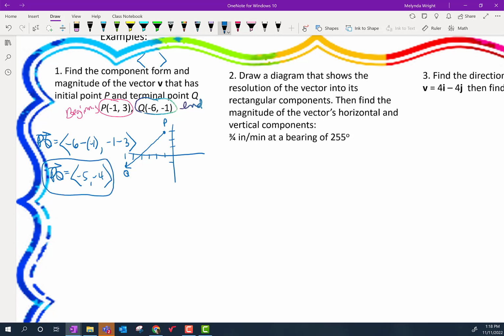That's in component form. And I want to show you, I'm going to draw PQ in standard form. So I want you to get a feel for what this actually means. If I draw PQ in standard form, I would start it at the origin. Then I'd go over 5, 1, 2, 3, 4, 5, and down 4, 1, 2, 3, 4. So I'd be right here. And I draw my vector. And we can see that it's the exact same vector.